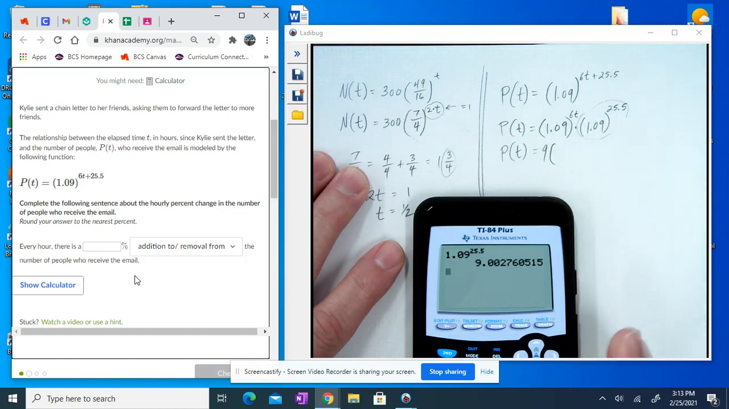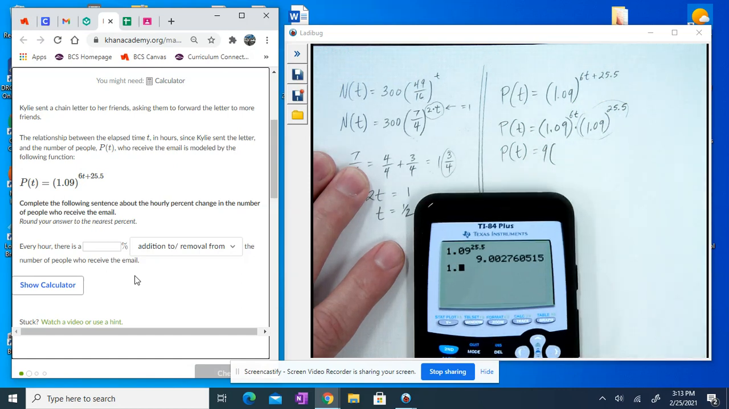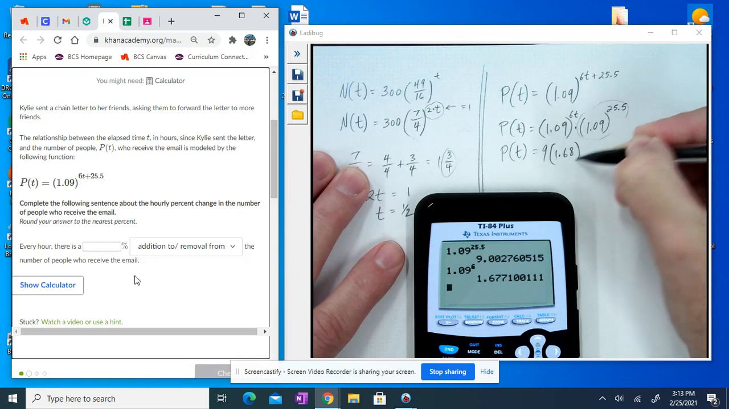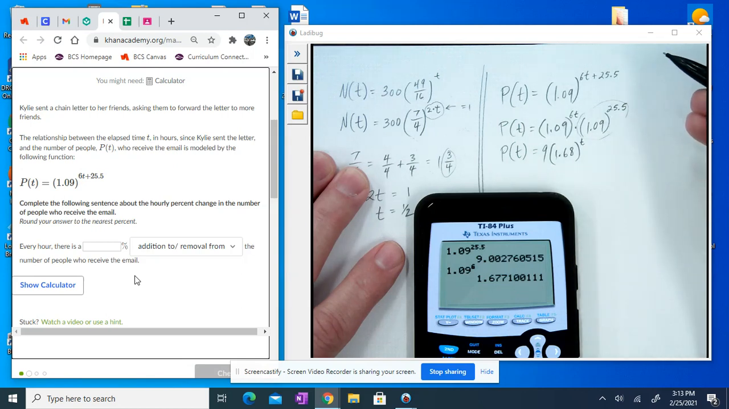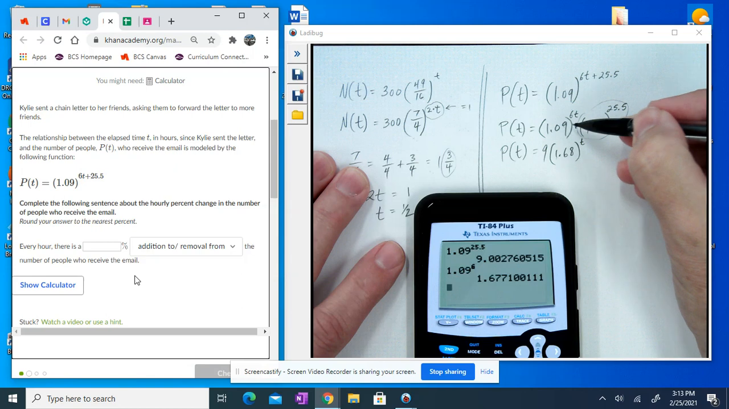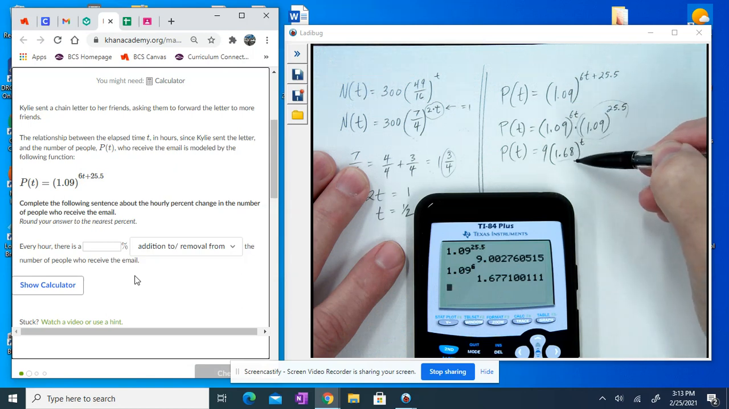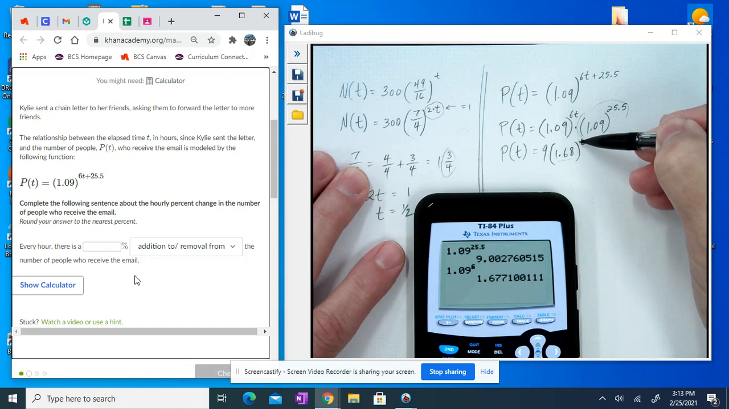Right, so it's going to be 1.09 raised to the 6th power, which is about what, 1.68? 1.68 to the t. All right, so all I did to get this value is I raised 1.09 to the 6th power. Now I've got a 1t, which is what I need.